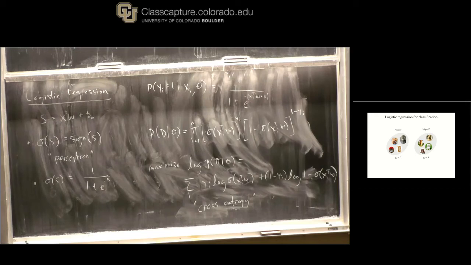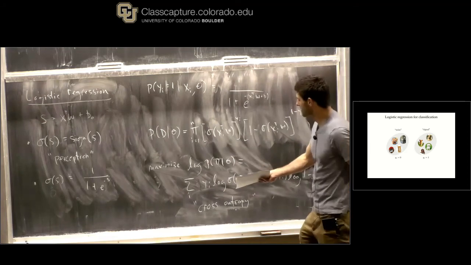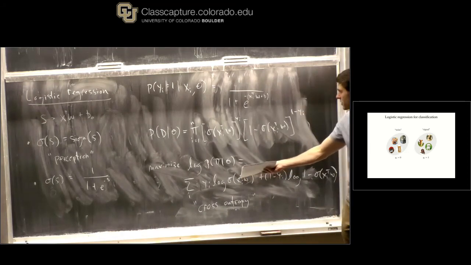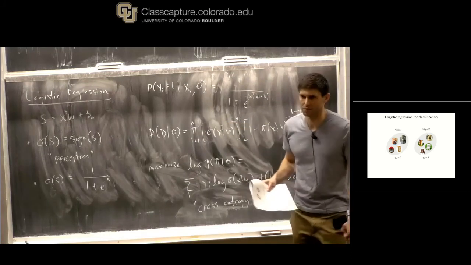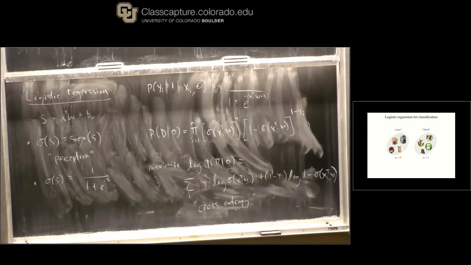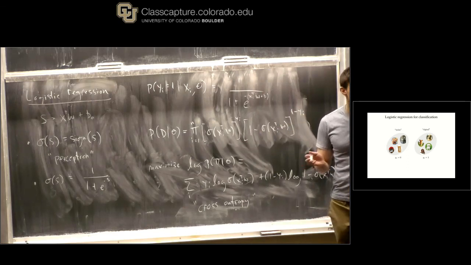So I think we're out of time, so I should stop here. But generalizing this to cases where you don't have just binary outputs of 0 or 1 to multi-class outputs, and then turning this into a neural network is where we'll start next time. So, thank you.